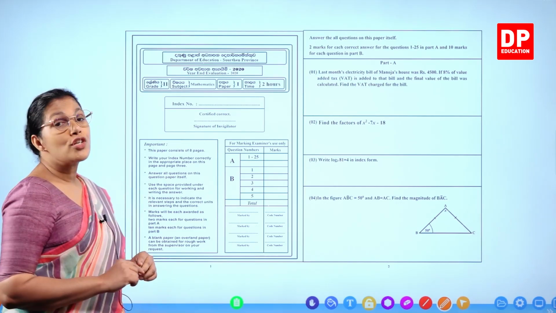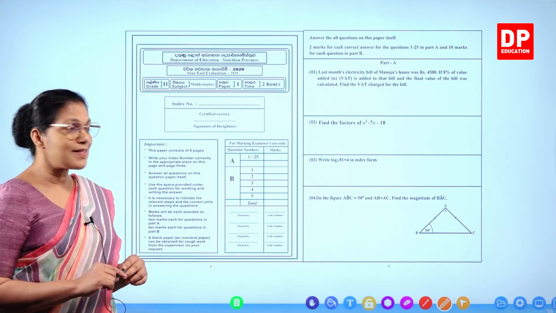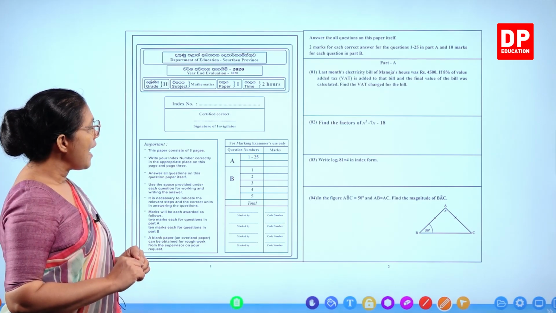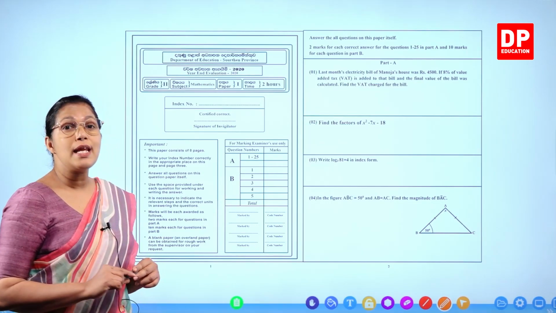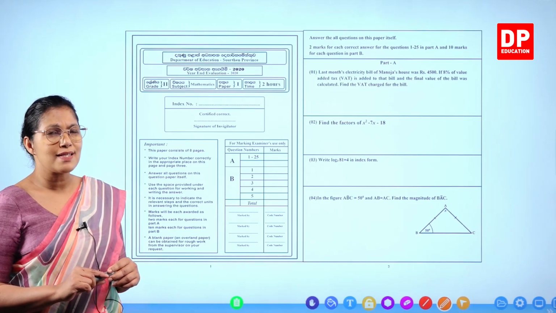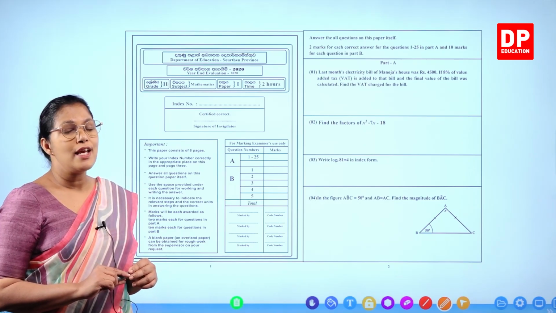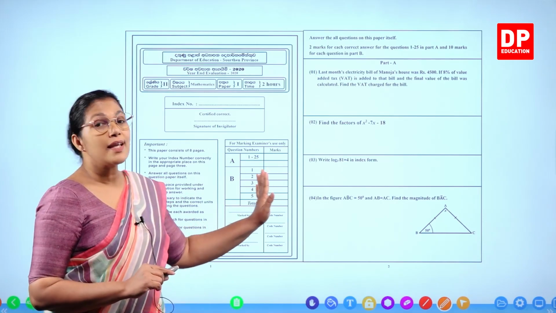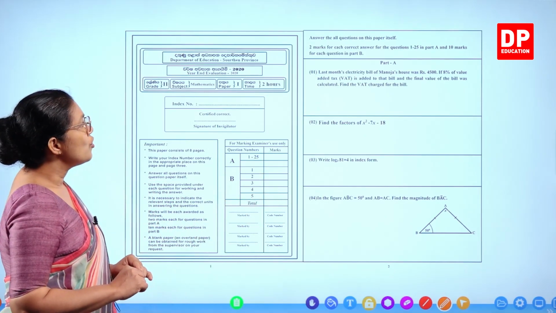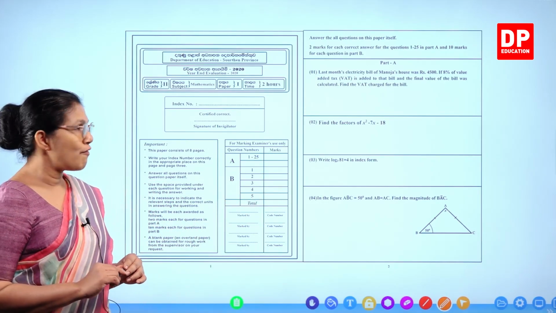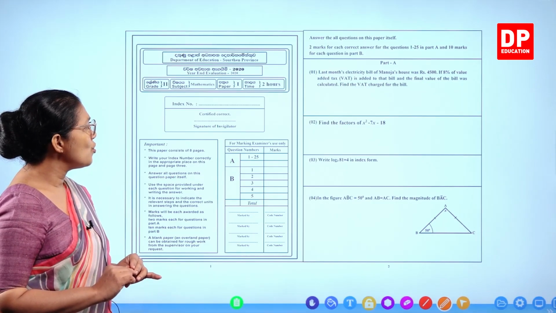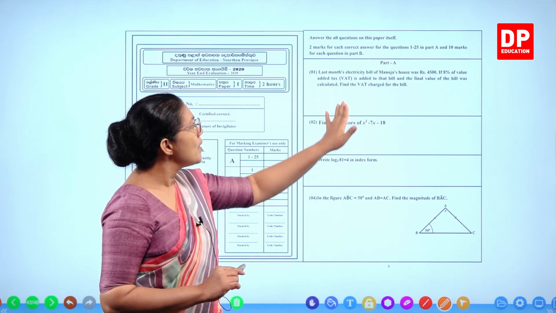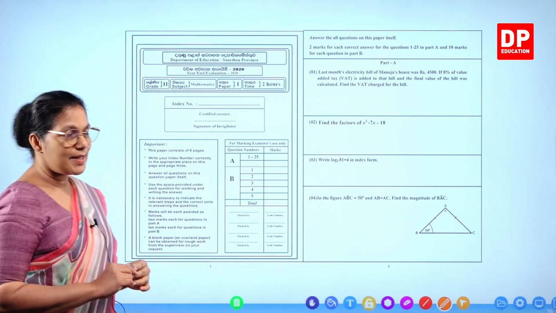Each question in part A is worth 2 marks and you can spend a maximum of 2 minutes. Each question in part B is worth 10 marks and you can spend 12 minutes per question. The spaces are given in the paper, so you don't have to ask for rough papers or line papers to answer the questions. You have to answer in the spaces provided.